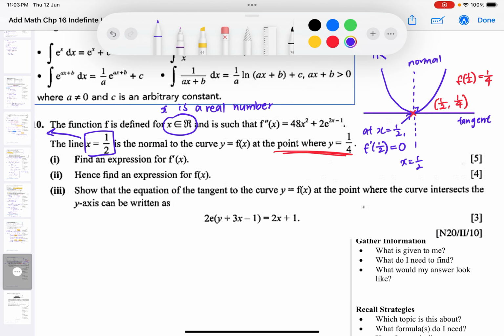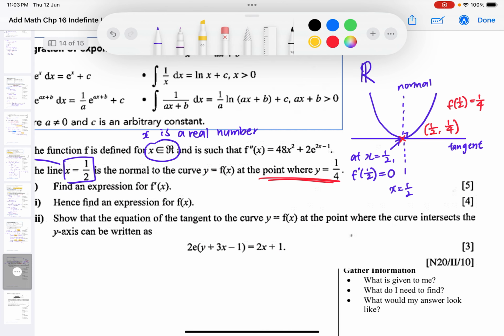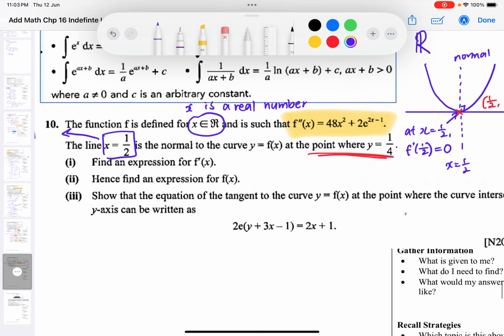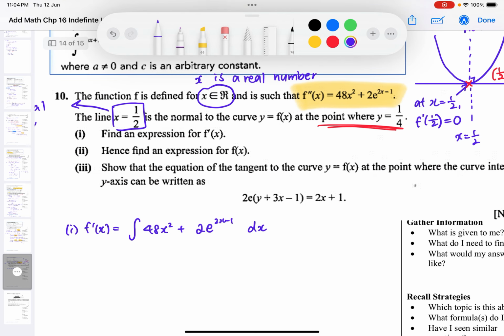Part 1, find the expression for f prime x. So what are you given? Always ask yourself, what am I given in a question that can give me f prime x? I'm given f double prime x, the expression. So in order for me to get f prime x, I will have to reverse it and integrate the expression. So f prime of x is the integral of 48x squared plus 2e to the power of 2x minus 1. When I integrate this, it's 2 terms, so I can distribute my integral to each of the terms.